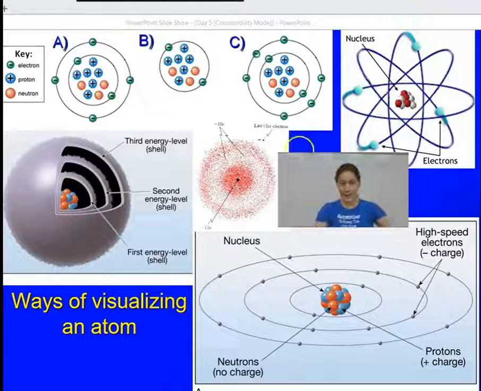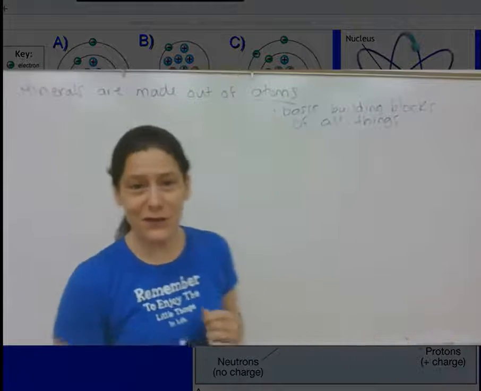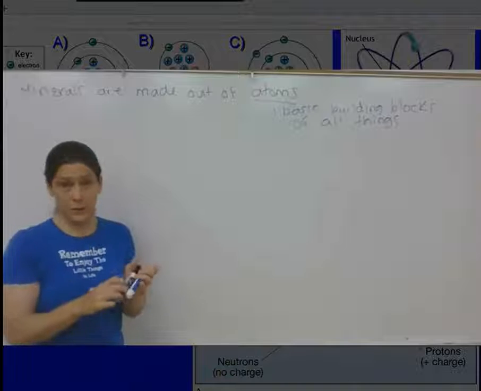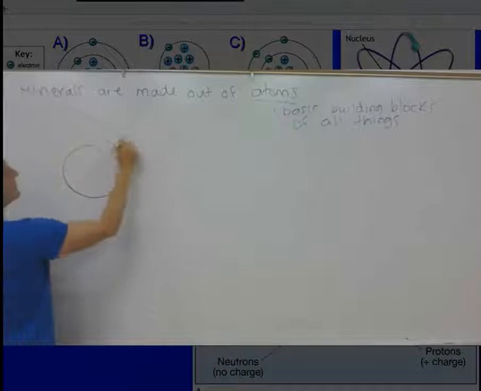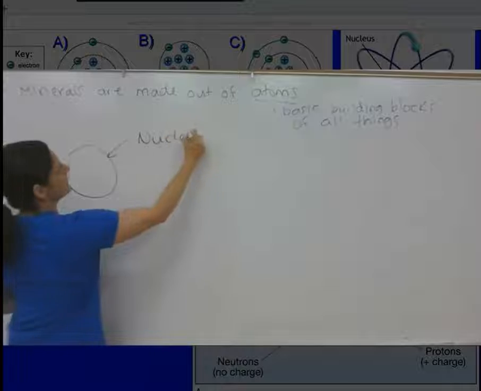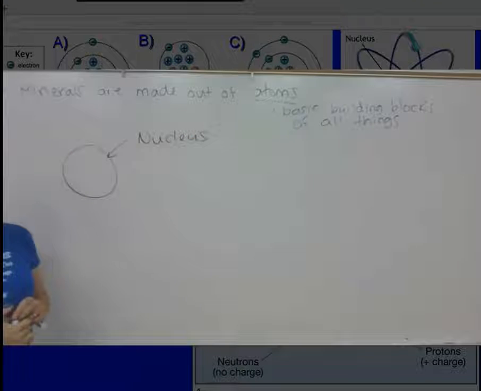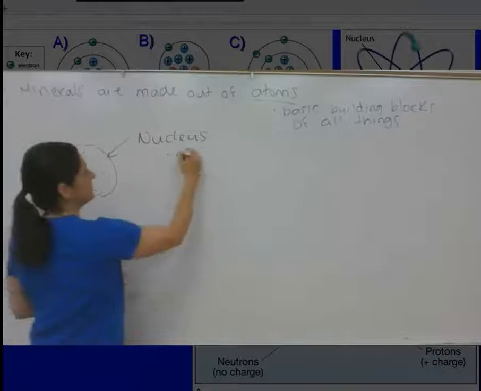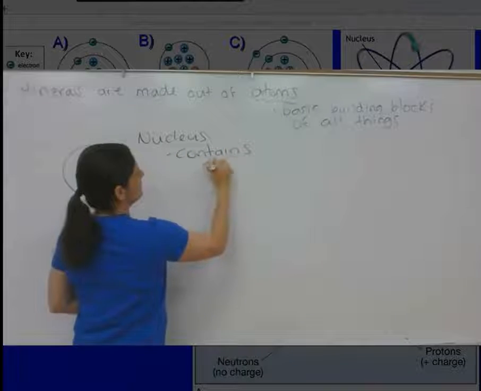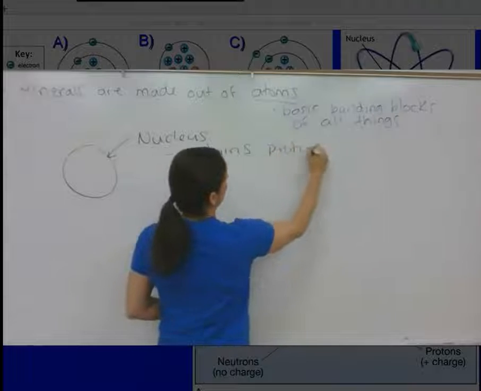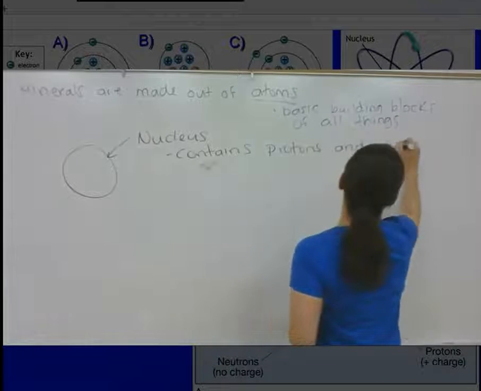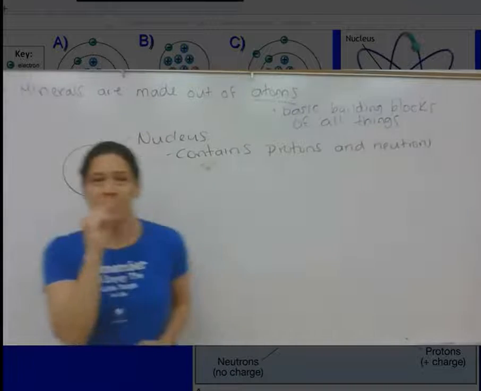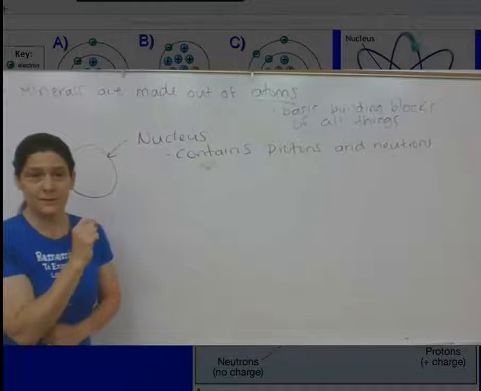Whatever, I don't really care which picture you have in your mind. Here is the cartoon version I'm going to put on the board. So all atoms contain a central area called the nucleus. And inside the nucleus, we have protons and neutrons. So inside the nucleus are these really, really tiny little bits, these protons and neutrons.